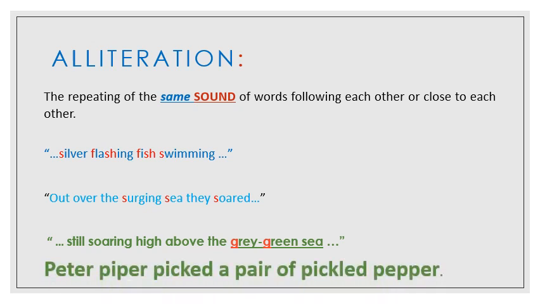How about this famous alliteration? "Peter Piper picked a pear of pickled pepper." We have the P all through. I think those are some good examples. You can form your own alliterations and send them to me on Class Dojo.